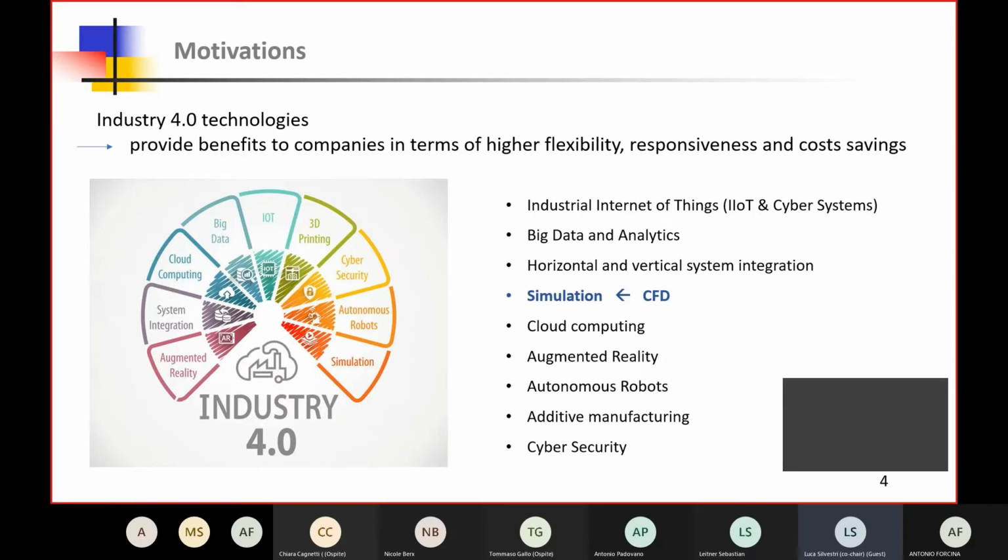Here in this slide, we have the 9 technologies characteristic of the Industry 4.0, the so-called 9 pillars of technologies that are the cyber systems, big data and analytics, horizontal and vertical system integration, the simulation that include the CFD simulation, cloud computing, augmented reality, autonomous robots, additive manufacturing, and cybersecurity.